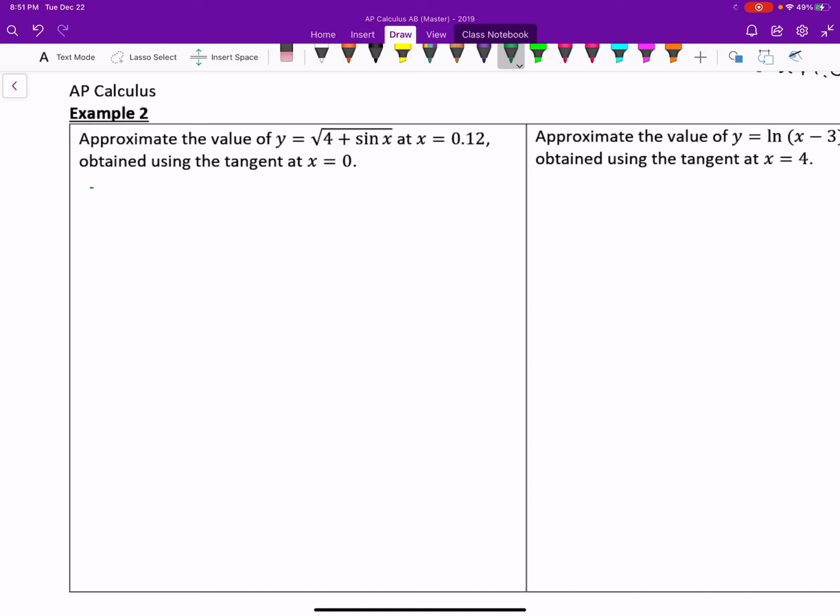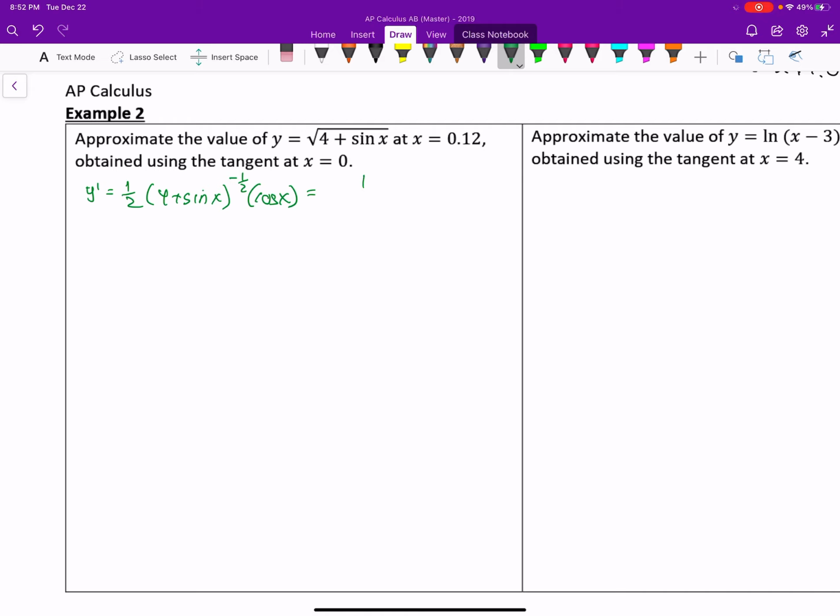So I need to find the derivative, y prime. Oh, I'm actually forgetting to take the derivative. Hang on. Here. Come on, erase. There we go. Thank you. So it's going to be 1/2 times 4 plus sine of x to the negative 1/2 times, don't forget to use the chain rule, cosine of x. So if I polish that off a little bit, we get cosine of x over 2 times the square root of 4 plus sine of x.